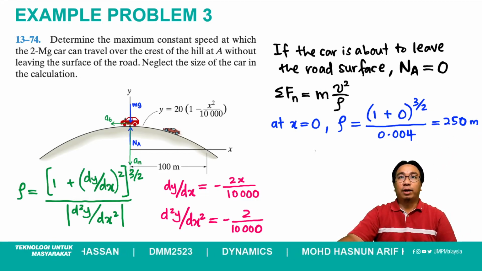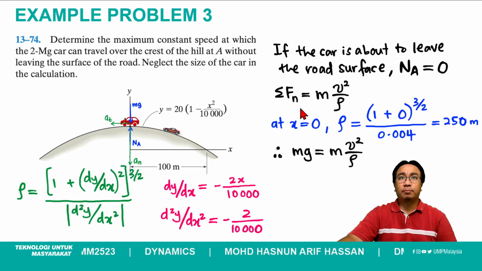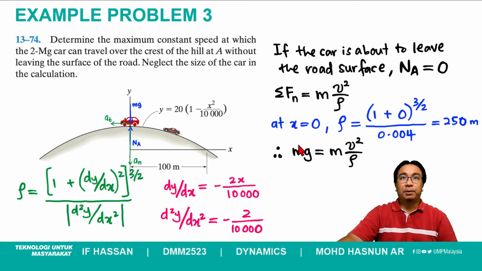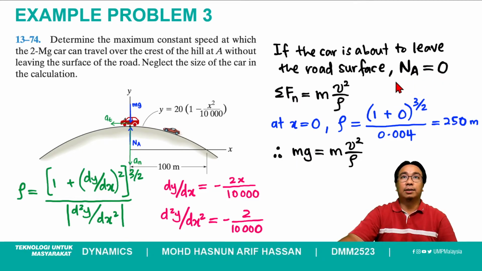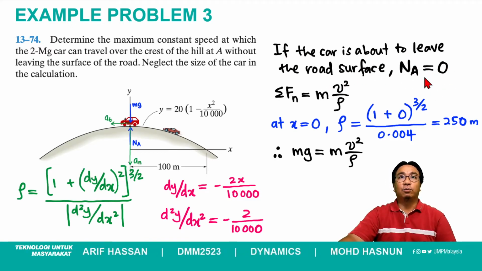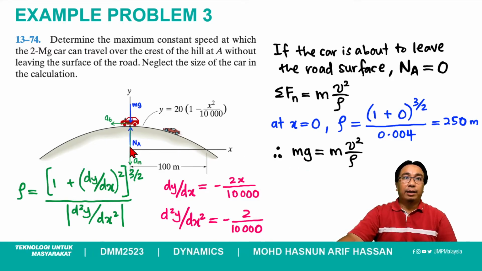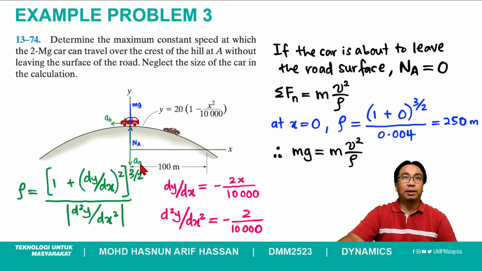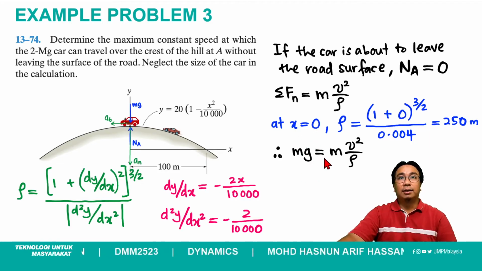Okay, once you have the value of rho, then you can substitute in this equation here. Why is only mg left? Because NA is equal to 0. We were told above, if the car is about to leave the surface, NA is equal to 0. So, NA is in the negative normal. Normal axis is acting downwards. You see AN is acting down. So, mg is positive. Therefore, mg is equal to m times v square over rho.